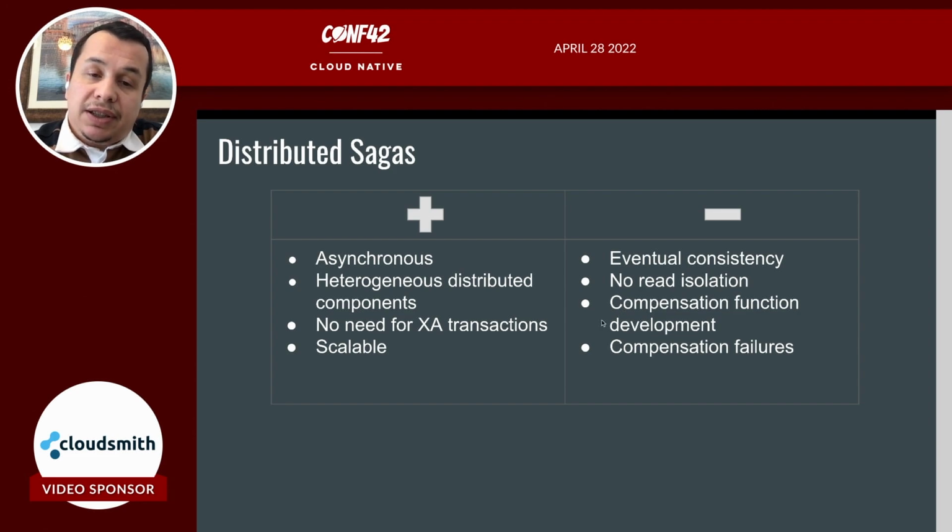Another issue with the distributed sagas is that you need to develop a separate compensation function. You need to provide separate logic for that one. There's no simple rollback, and you also need to handle the compensation failures.